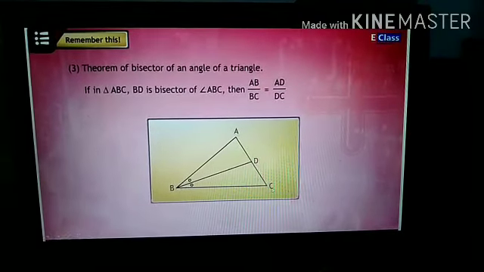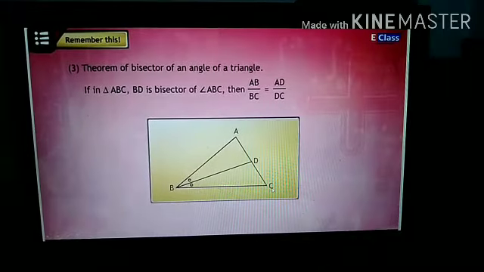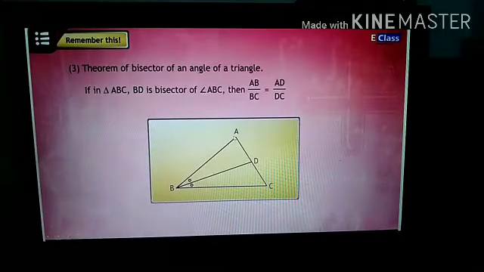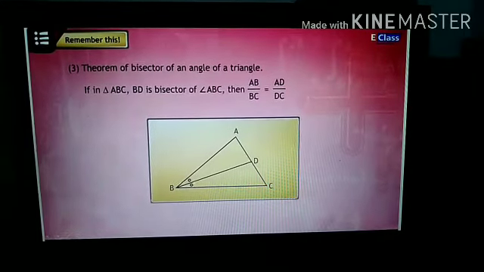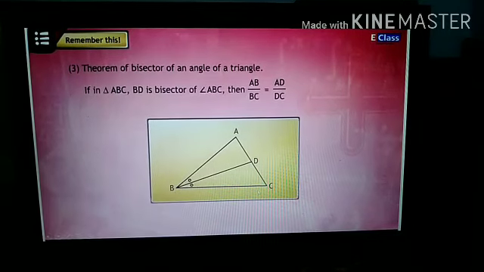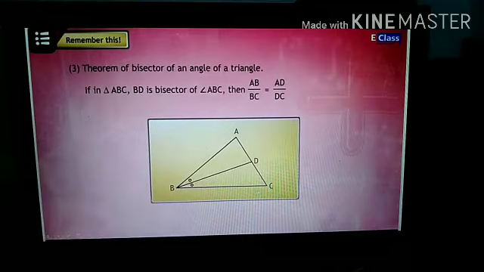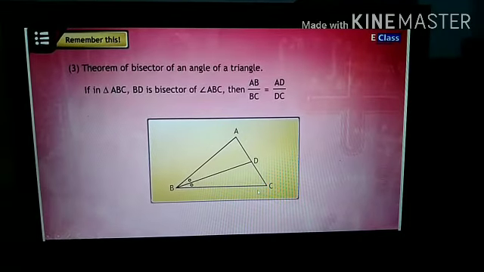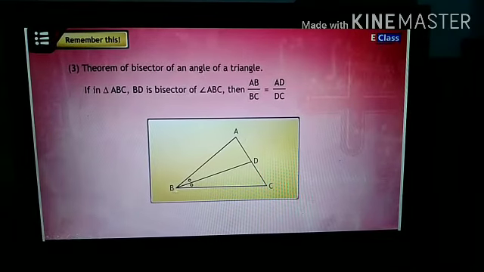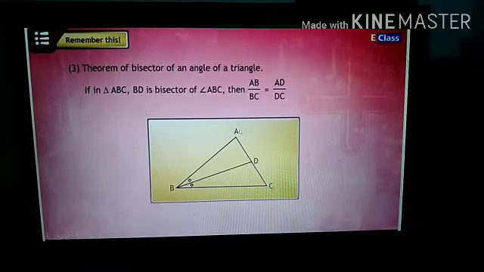The third part that we studied was the theorem of the bisector of an angle of a triangle. In triangle ABC, we have BD as a bisector of angle ABC. A bisector divides the angle into two equal halves. So whenever for a triangle we have an angle bisector, then we get the ratio of the sides as AB upon BC is equal to AD upon DC.